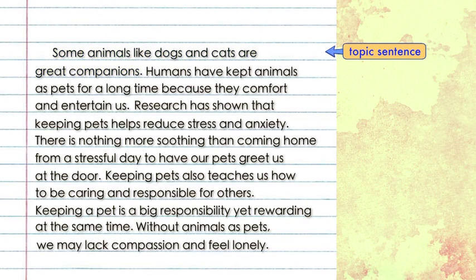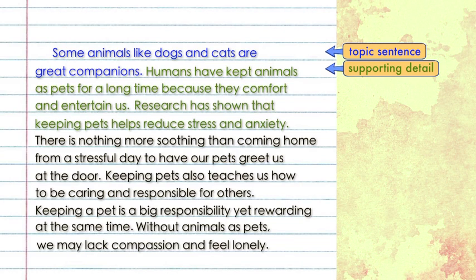Here is my topic sentence. Remember, my first main point is about how animals provide humans with companionship. This is the supporting detail. I explained how animals had kept humans company. I also included evidence from research to support my main idea. If you have read any research or articles about the topic, you may include them in the essay.